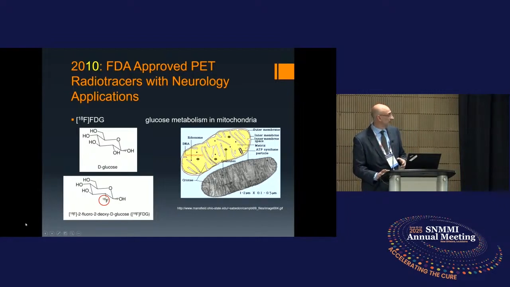And so this is actually glucose. This is a glucose molecule right here. And the fluorodeoxyglucose molecule is just, this oxygen hydrogen group has been removed, and they've put a radioactive fluorine-18 group there. And that is what is injected for an FDG scan. So it's essentially a sugar scan.